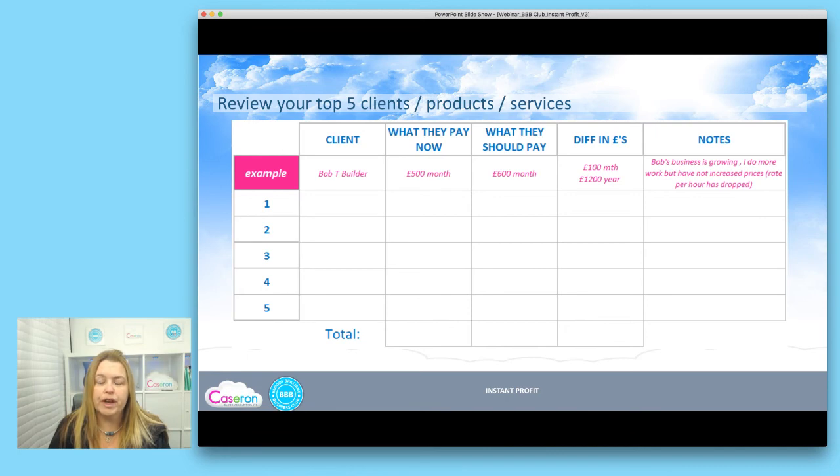So say, for example, that Bob the Builder is paying £500 a month, but they should be paying £600 a month. The difference is £100 a month or £1,200 a year. Now, if you multiply that up by 3, 4, or 5 clients who are not paying the price that they should be paying for the service that you are delivering, then you've now got a problem. This is a profit leak because you're undercharging, or you're not charging the fee that you should be. You're not being paid what you're worth, and your client is effectively taking services from you at mates rates, for the want of a better word.